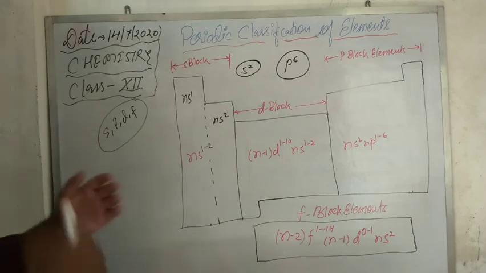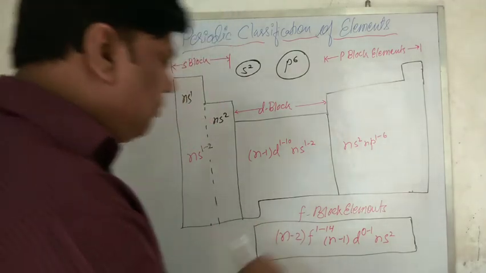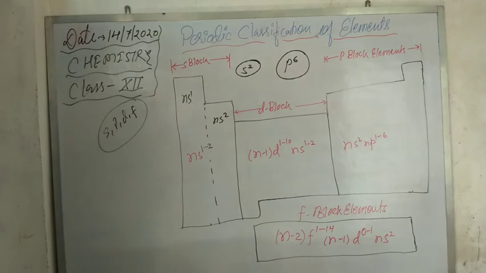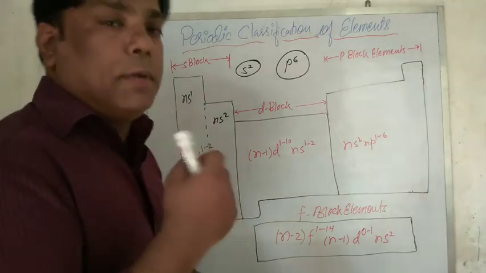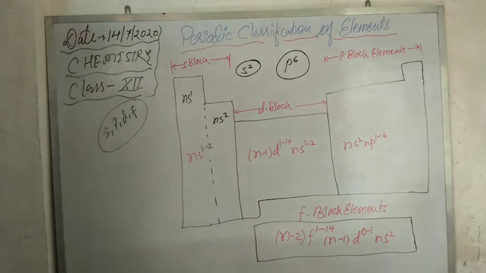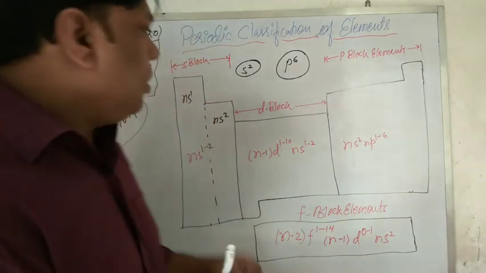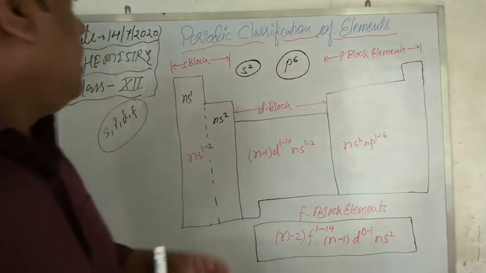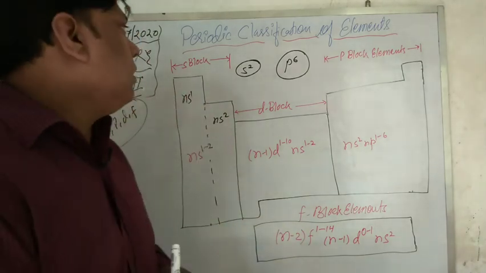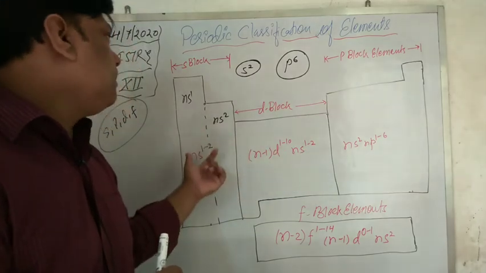Now, what are the characteristics of these F block elements? First of all, F block elements are heavy metals, and second, they have very high melting and boiling points. Normally they form colorful compounds. Most of these elements are radioactive. So that is the detail of our periodic classification and periodic blocks.